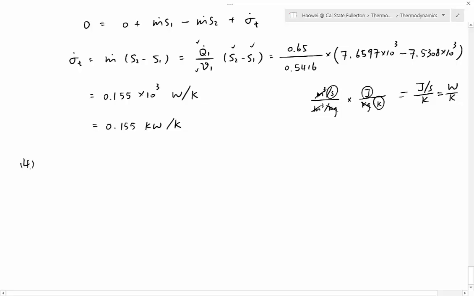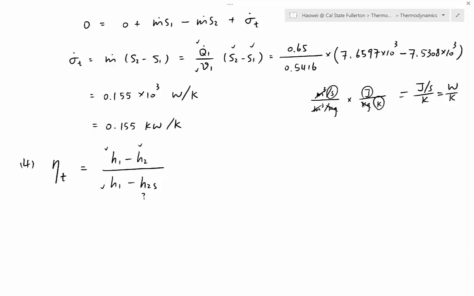What is part 4? Part 4 is very straightforward, just to look for the efficiency of the turbine. Okay, so from last time we know the efficiency of a turbine has an equation that is H1 minus H2 over H1 minus H2S. Let's take a look. I have H1 and I have H2. I just don't have H2S. If I can find H2S, then the question is done. How do we look for H2S?